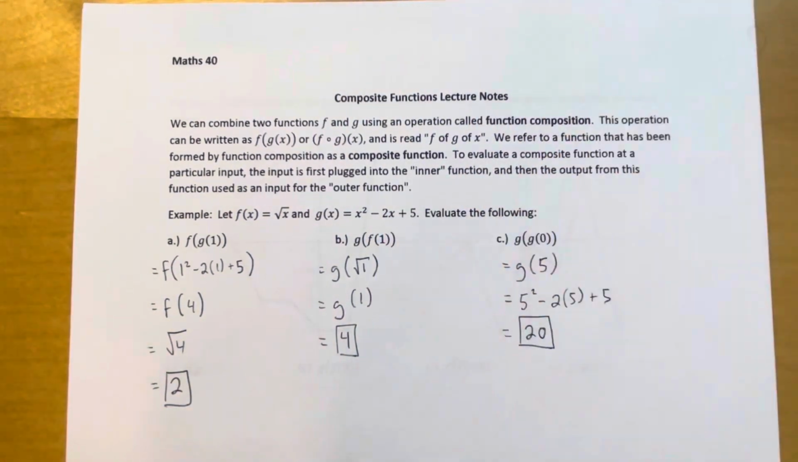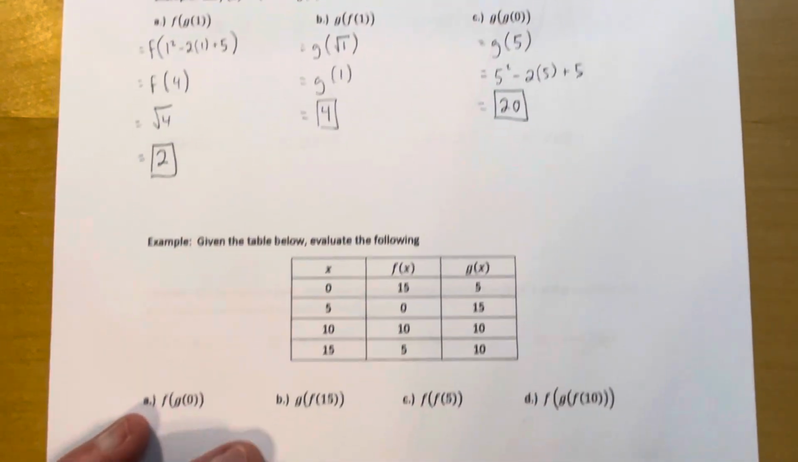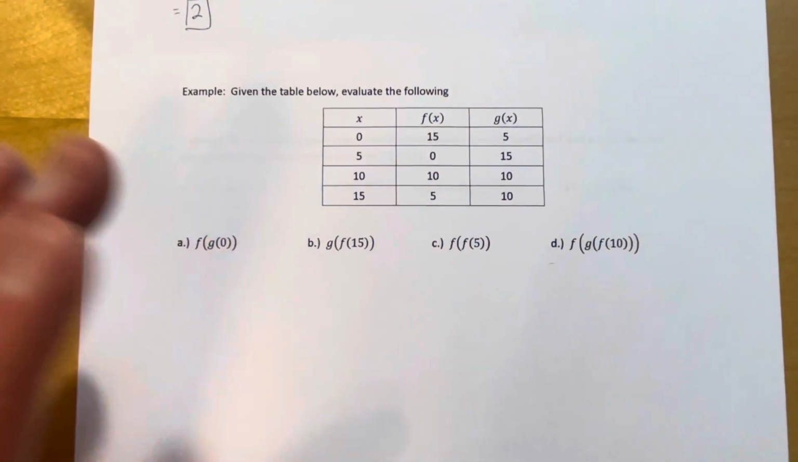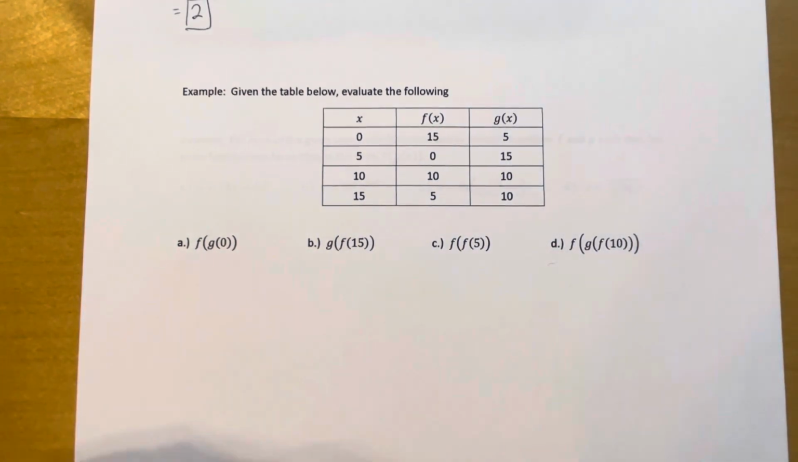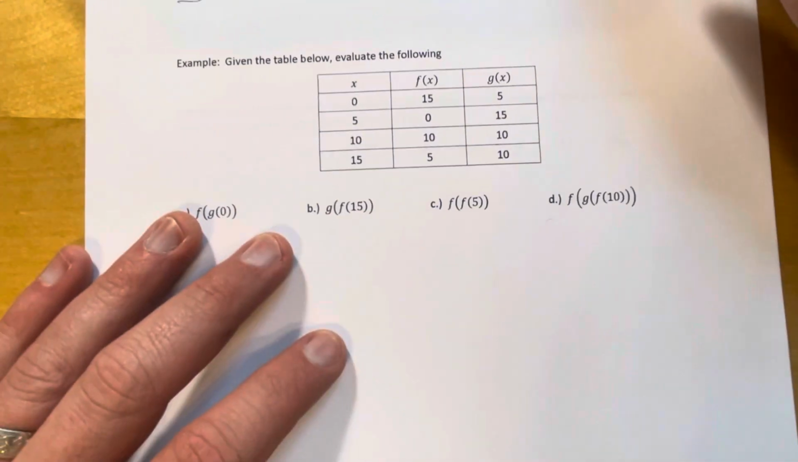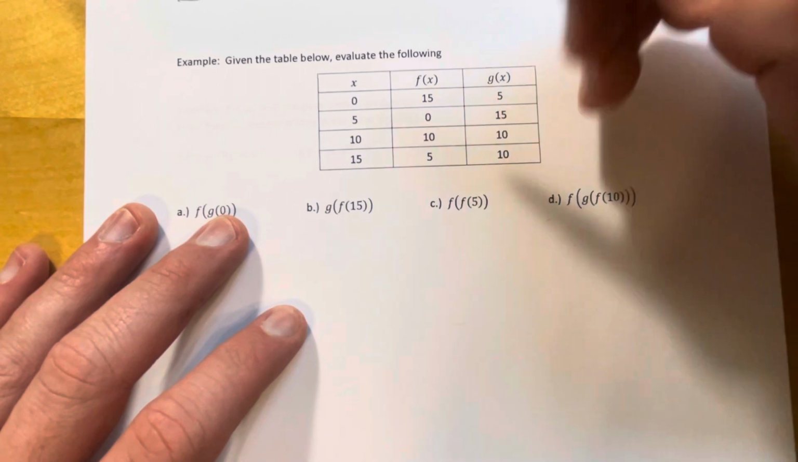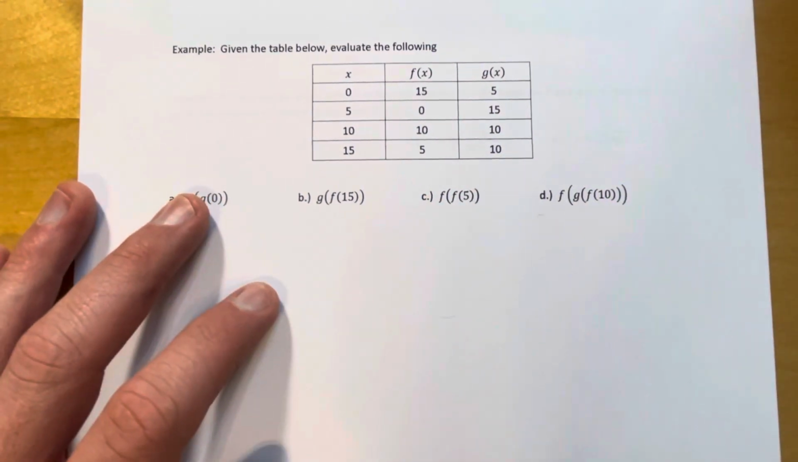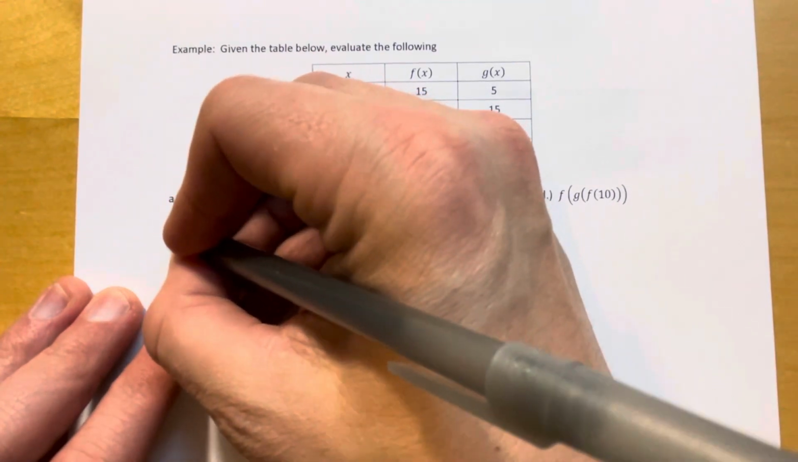So that's a little bit of work with those function composition concepts. We're going to attack this from different angles. We're still evaluating composite functions at specific values, but this time, instead of having a specific rule for each function like we did up here, we have instead a table of values that f and g take on for a few specific values of x. So let's start here. I want to find f of g of 0.